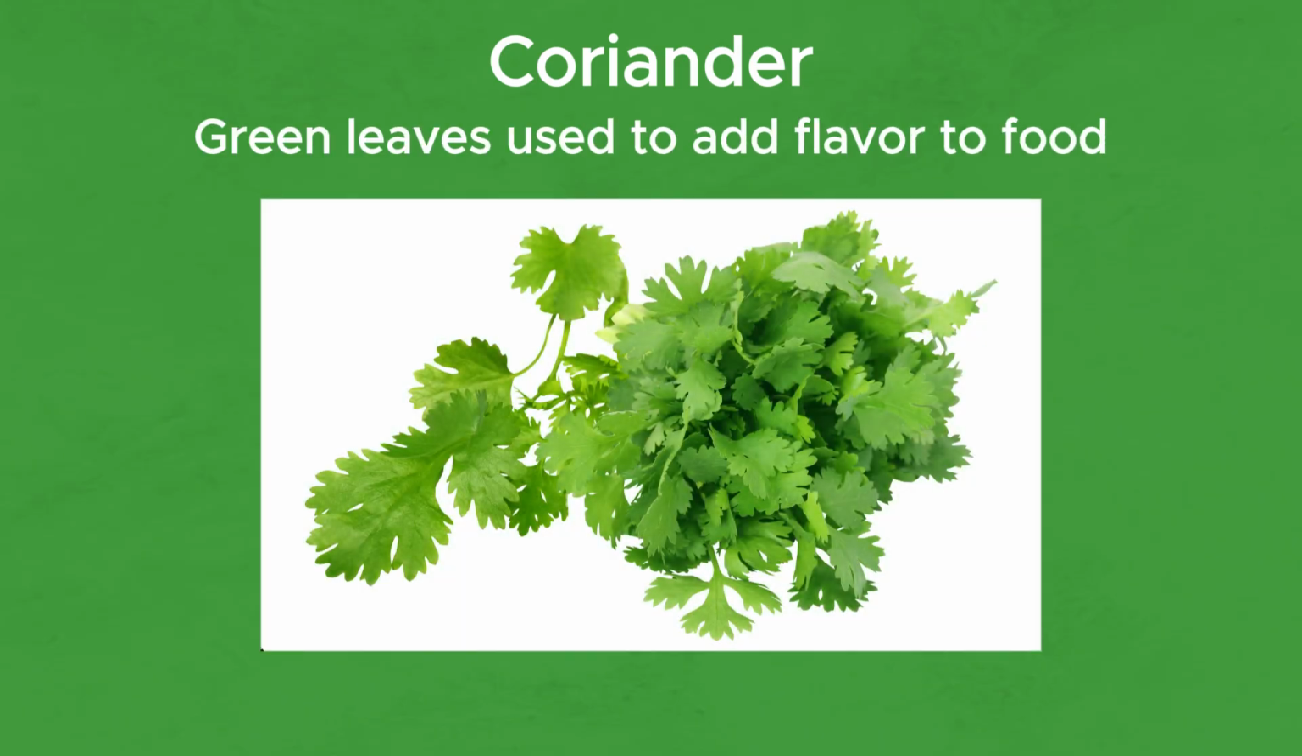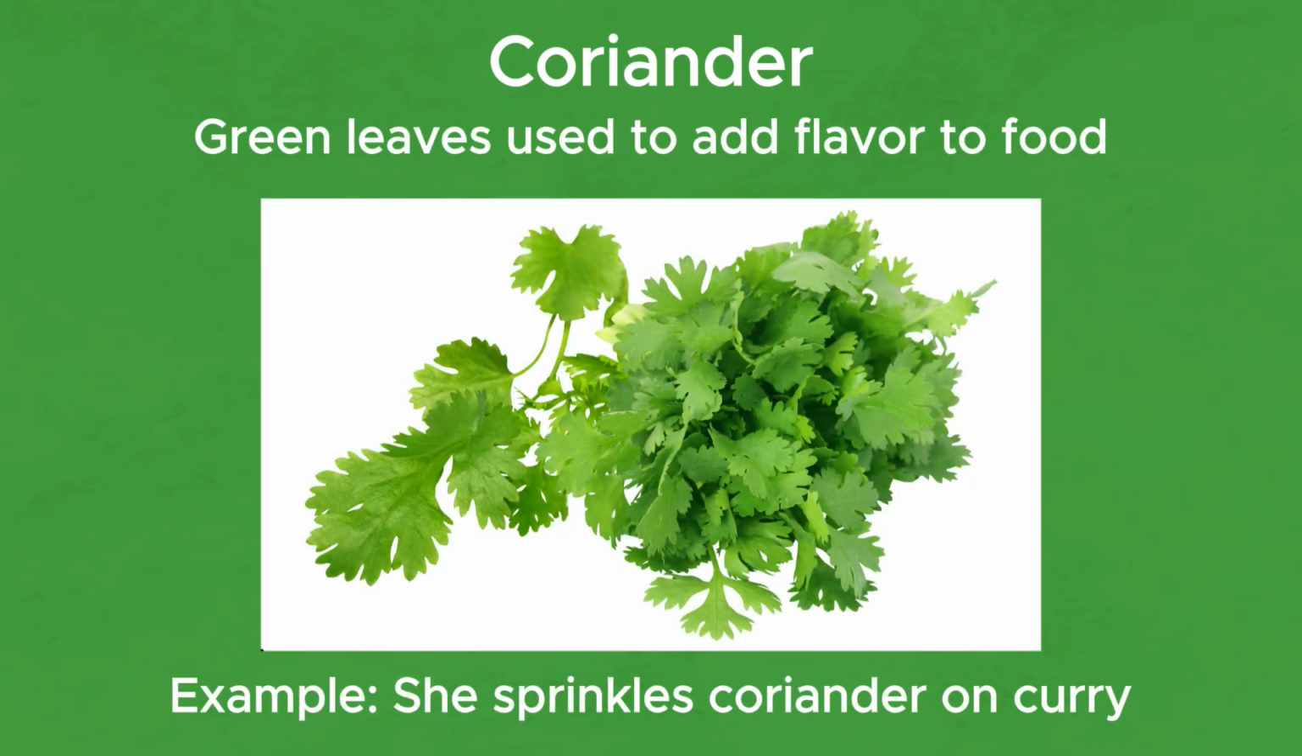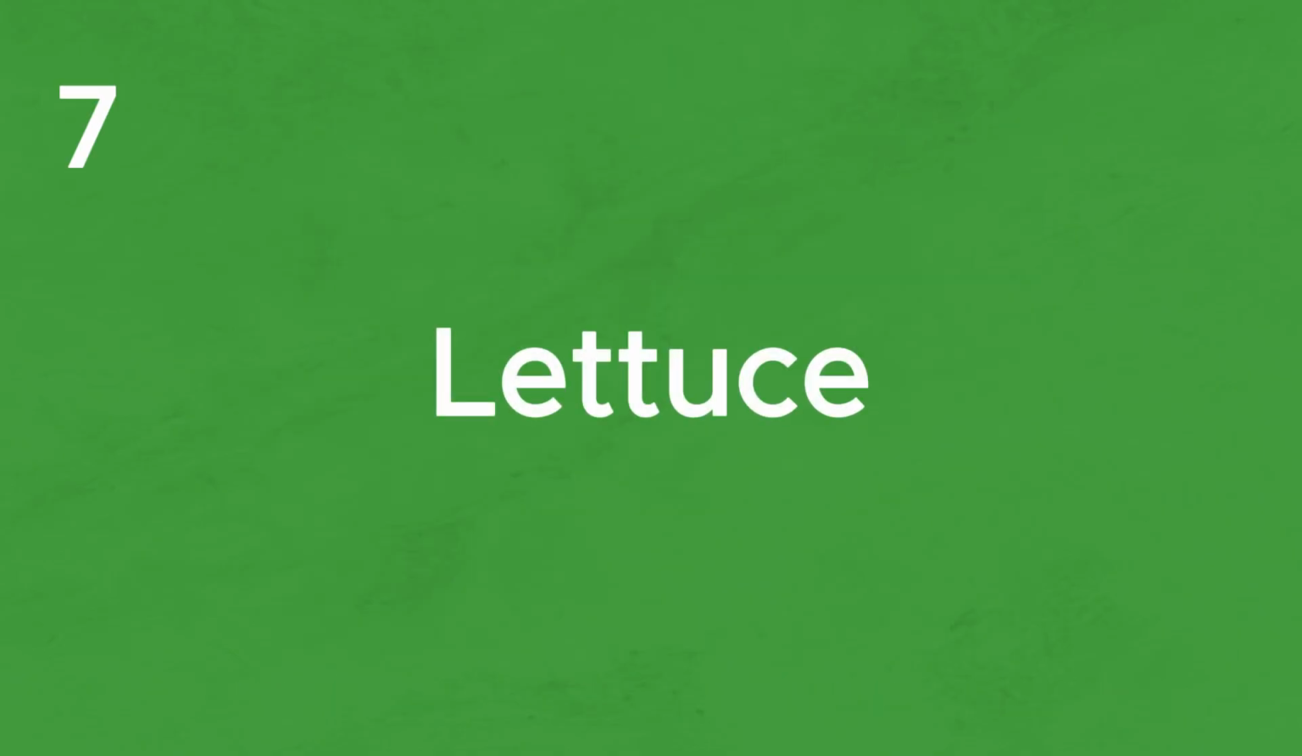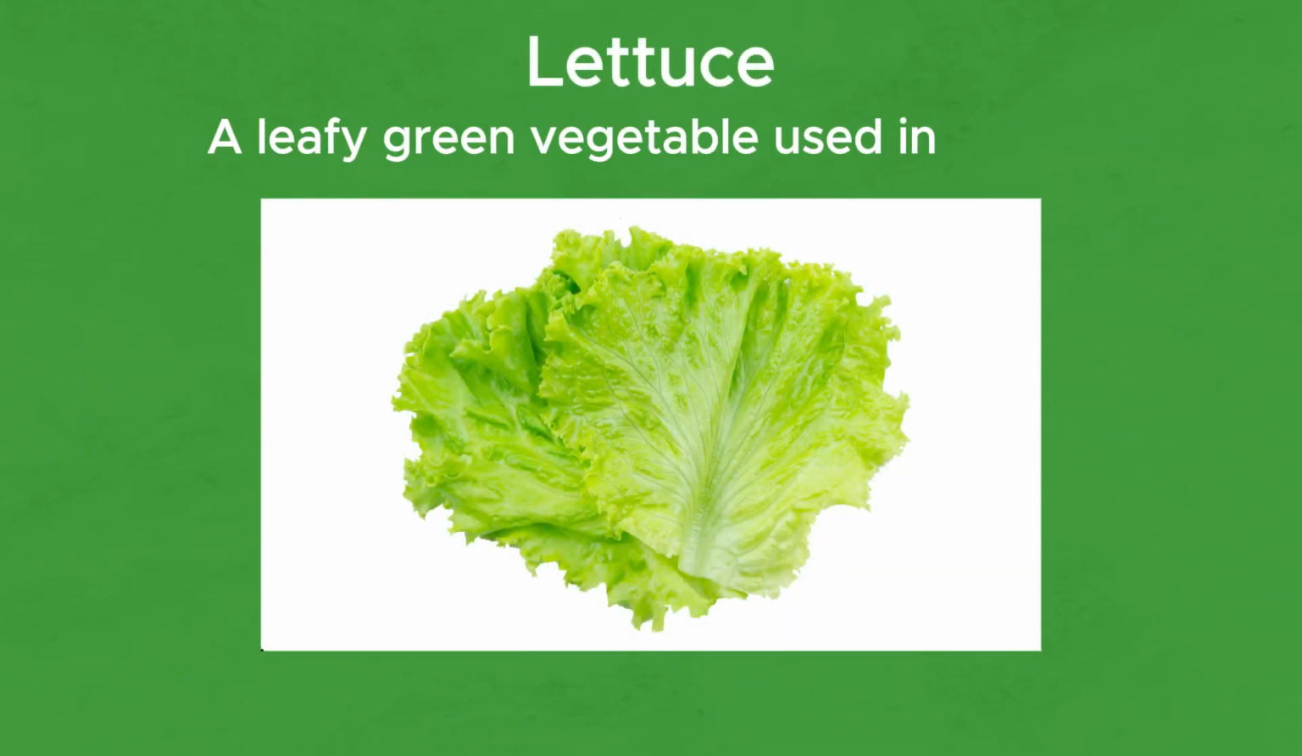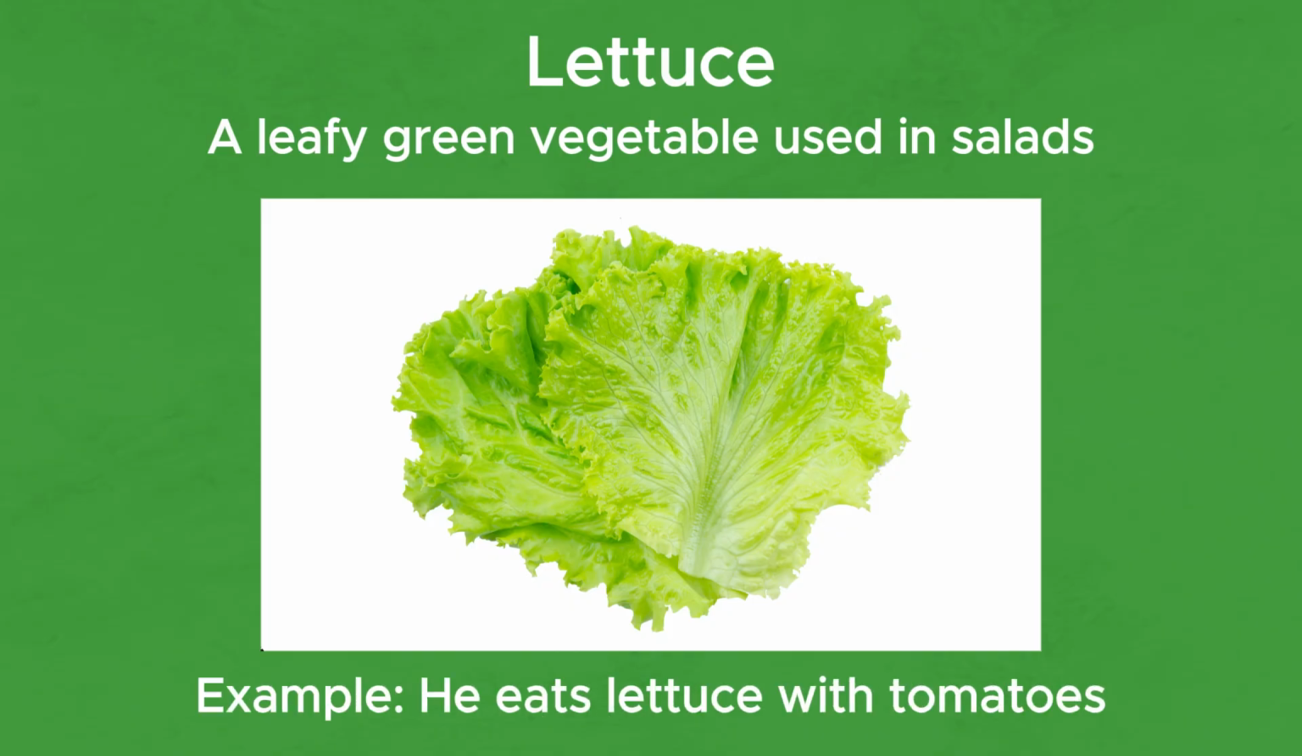Coriander. Green leaves used to add flavor to food. Example, she sprinkles coriander on curry. Lettuce. A leafy green vegetable used in salads. Example, he eats lettuce with tomatoes.